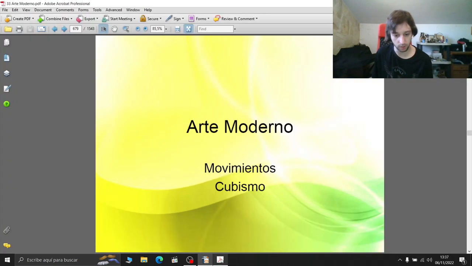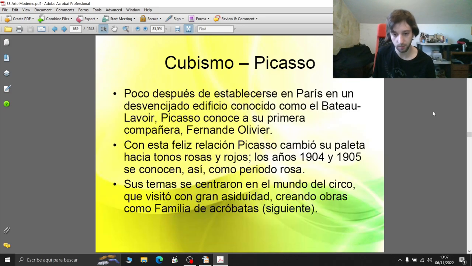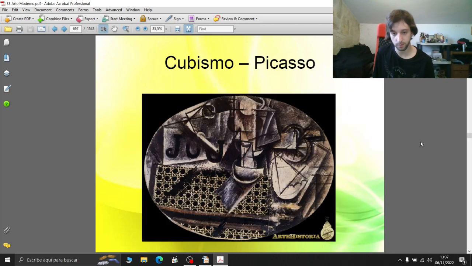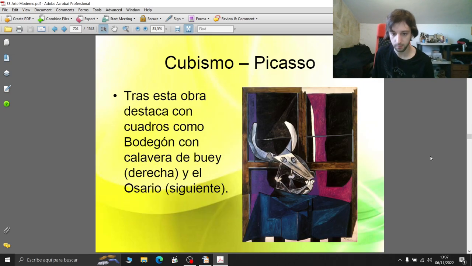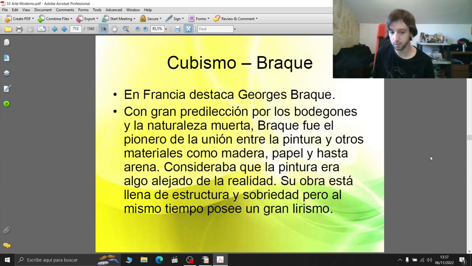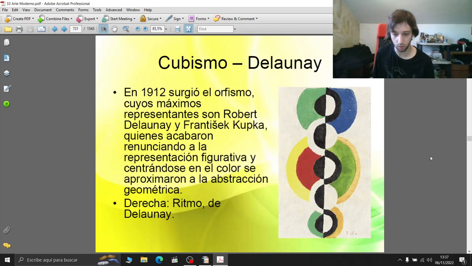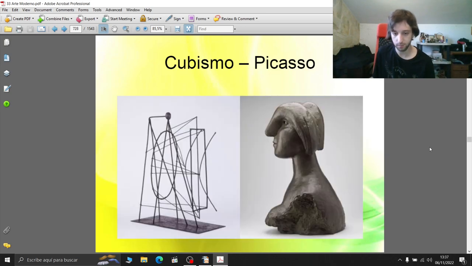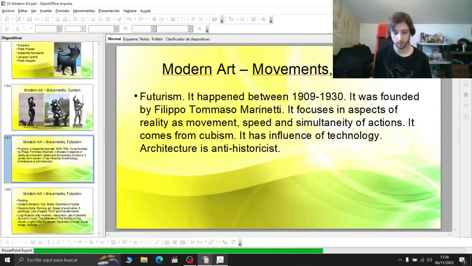Now Futurism. So I saw more pictures here. This is the Blue Period. Now the Pink Period. Les Demoiselles d'Avignon. A woman crying and such, then Guernica. Some other obvious artworks. Juan Gris, Braque, Léger, and just others. Delaunay. Here, sculpture. Archipenko, Lipchitz, and Gargallo.